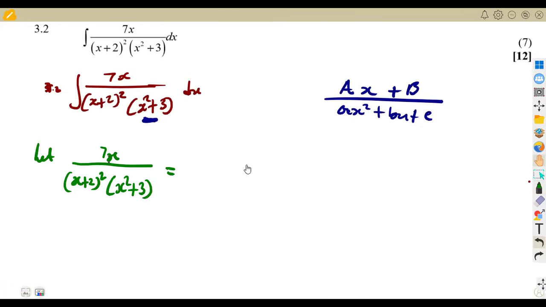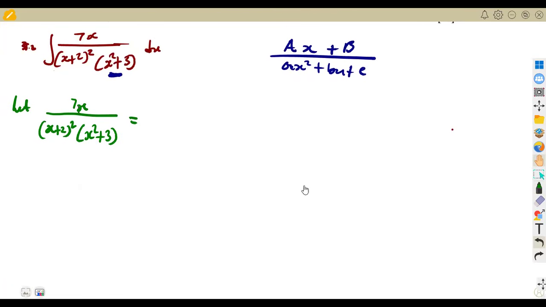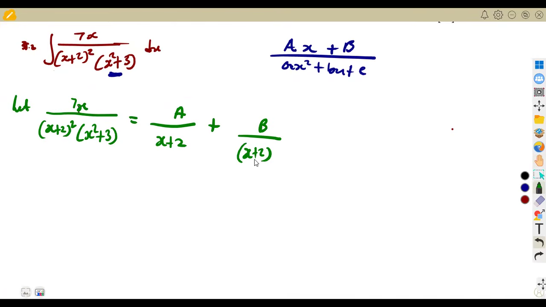So meaning to say here, we are going to have two terms that we are going to take from the repeated linear: A over the first bracket of x plus 2, then plus B over that same bracket of x plus 2, but being raised to the exponent of what? To the exponent of 2. So it is raised up to 2, so we expand up to 2, we are done.